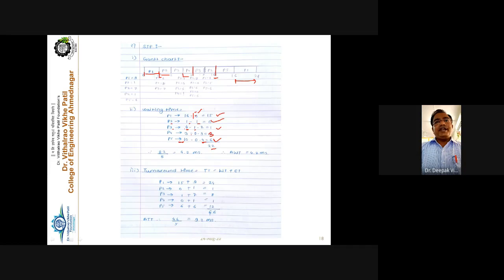So that is finding out the waiting time for each process, and we have to find out the average waiting time in this way. Now, once the waiting time of each process has been found, add the execution time and we will find the turnaround time for each process, and finally the average turnaround time. Getting my point? Okay.